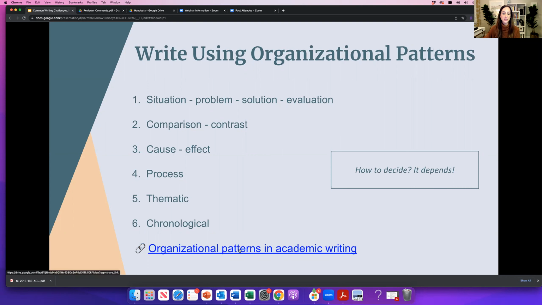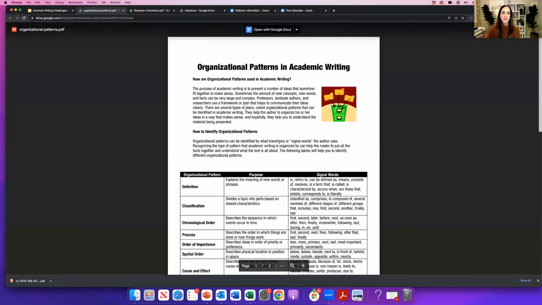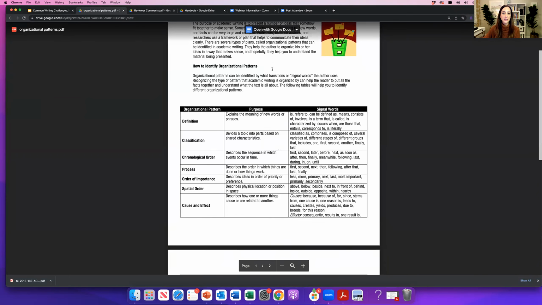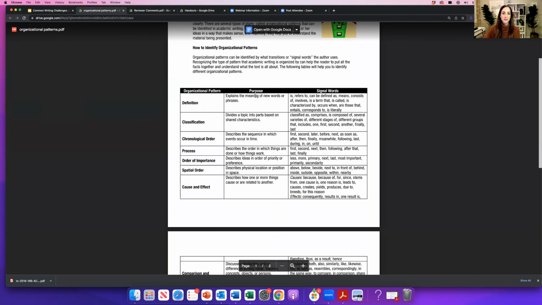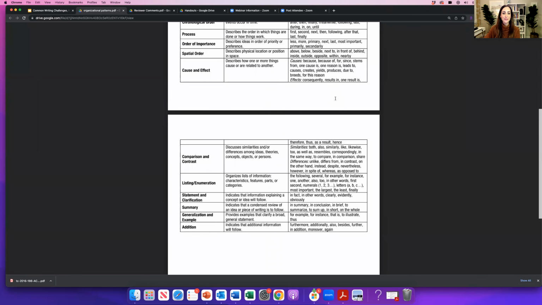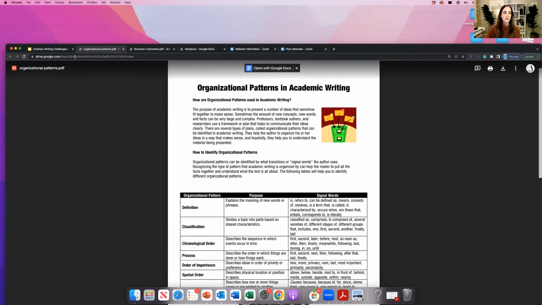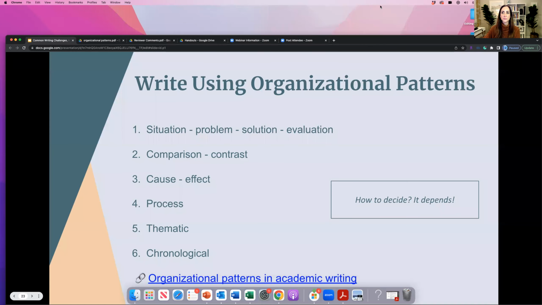I'm going to share this handout with you. I'm just going to click on it for a moment. So you can see these different organizational patterns in academic writing and how to identify them. It shows the purpose of the pattern and signal words. This is a handout that I will send you with the recording of the webinar. Go back to the presentation.